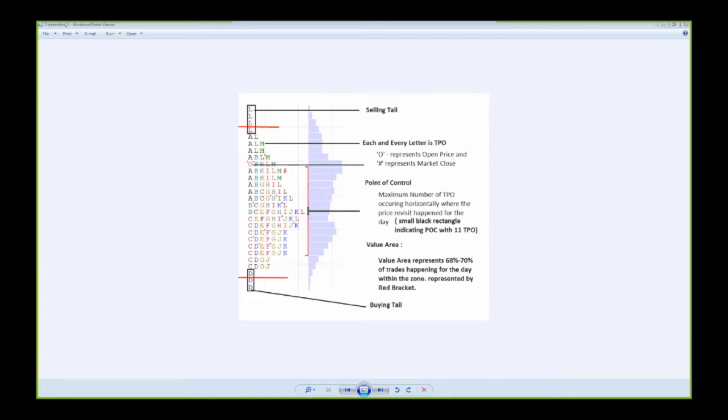Here we have a picture of what a perfect, ideal looking TPO structure would look like, just to give you an example. Each letter or block represents trading for a specific time block at a specific price. In other words, each block represents a point in time where the market touches the price, whereas volume profile is trading volume at a specific price during a specific time period. So that's the difference between TPO and volume profile.